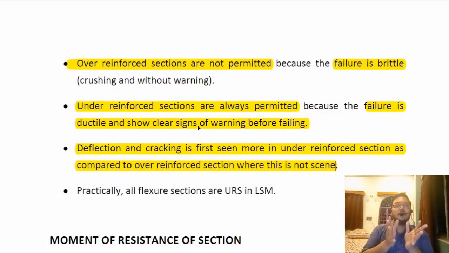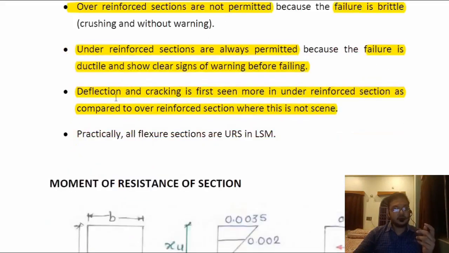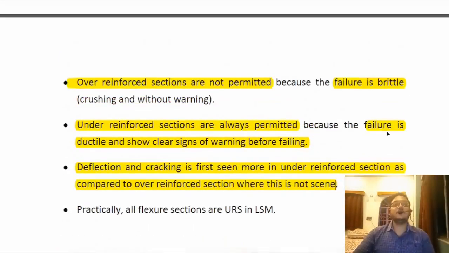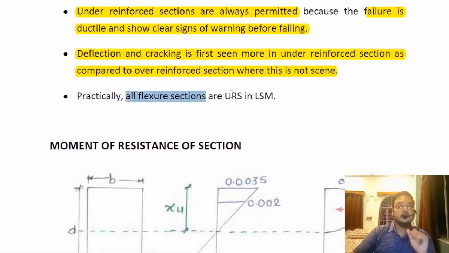We have to see whose failure is occurring. If the steel is failing, the failure of that section will also be ductile, just like the steel. Therefore the under reinforced sections are ductile and show us clear signs of warning, and deflection and cracking is first seen in the under reinforced sections only. But for an over reinforced section, the concrete fails first, then the steel, and the failure thus occurs like a crushing failure, just like a normal concrete will fail.